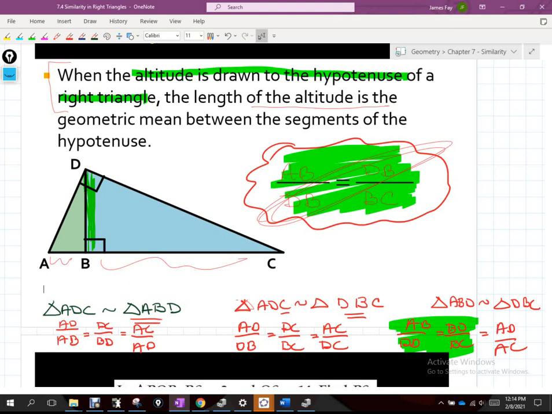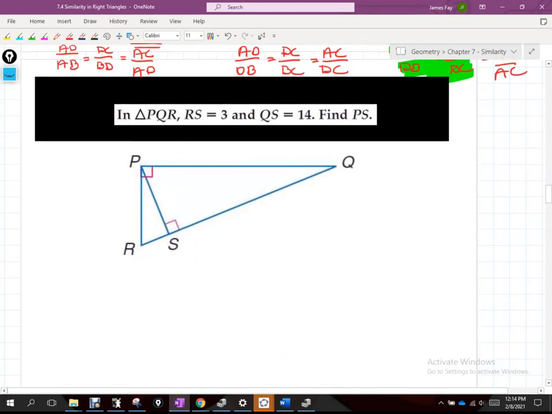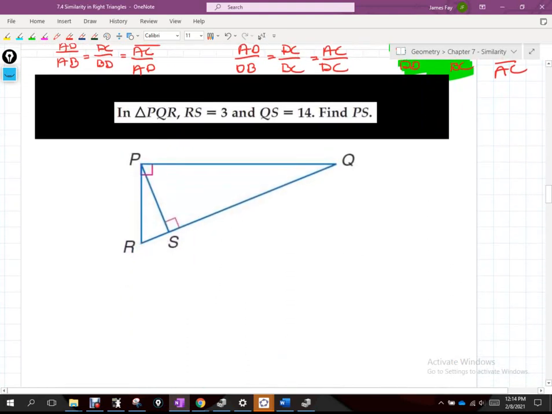So what's that allow us to do? If I can find out these distances, or if they provide me with some of these distances, we should then be able to find missing values. Okay, so here it says in triangle PQR, RS equals 3, QS equals 14, find PS. Okay, so triangle PQR, is that a right triangle? Okay, is PS an altitude drawn to the hypotenuse?